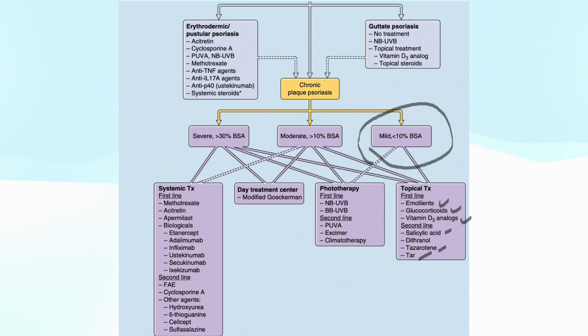If it is going from mild to moderate, that is more than 10%, if it gets affected, you go for narrowband UVB or broadband UVB also you can go for. And second line is PUVA. Then ultimately, if it is going to be more than 30% of your body surface area, if the patient's body surface area is affected, then you go for all the systemic therapy. Everything is explained neatly in this table. You can very well go through that.